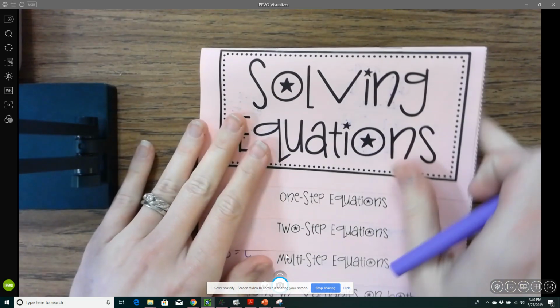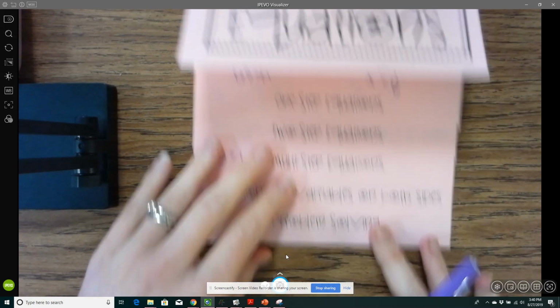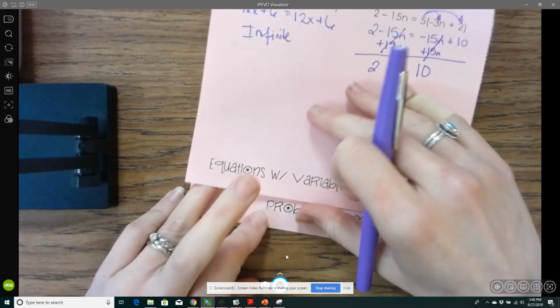This video is for the rest of the solving equations foldable. So this is just the part at the bottom called problem solving.